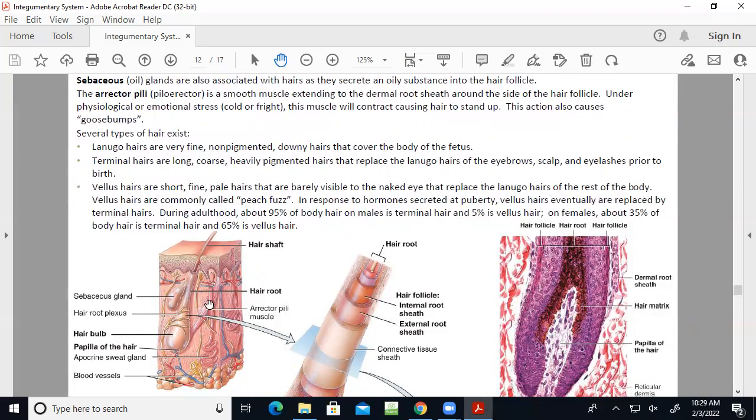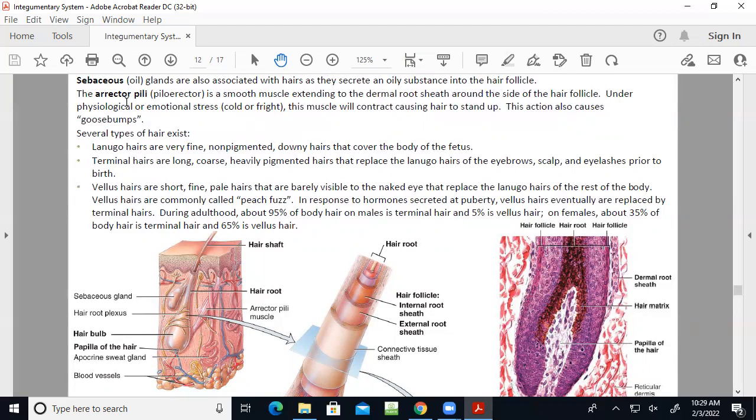An erector pili muscle is associated with your dermal root sheath. This is also going to go by the term piloerector. It's going to do exactly what its name sounds like. Pili, we said, means hair, right? Erector means it erects it, it makes it stand up. When you get cold or when you get frightened, your hair will stand up on end.